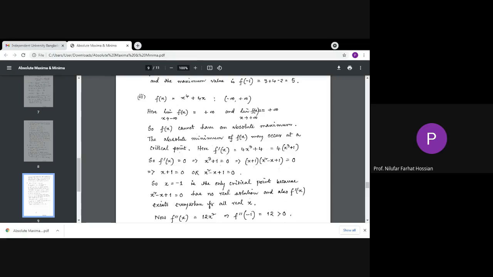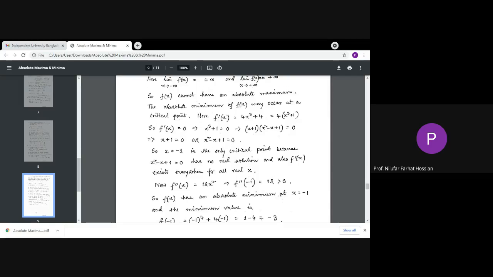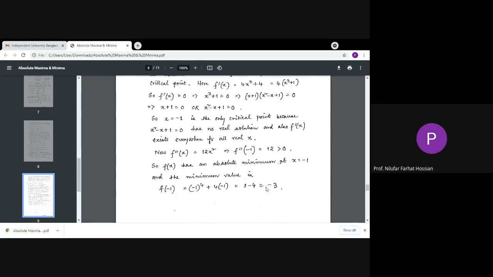Now let us find the second order derivative. It will be 12x^2, and for any value of x, especially for x = -1, it is a positive number. So the corresponding point will be an absolute minimum point, because this function did not have any absolute maximum, and the second order derivative is a positive number, so a minimum occurs here, and this minimum point will be the absolute minimum point for this function.